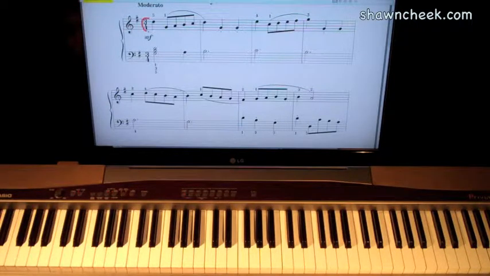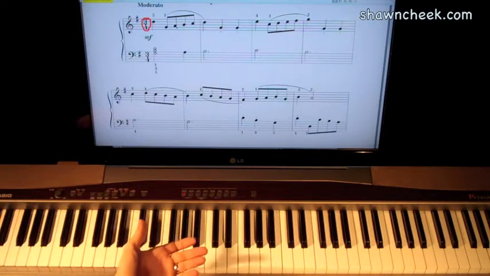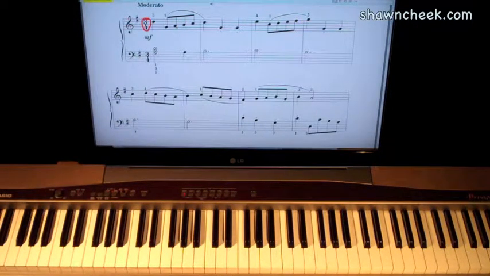We have 3/4 in the time signature, so that tells us three counts per measure. 1, 2, 3, 1, 2, 3. We're going to be counting to 3. The bottom number is a 4, which tells us the quarter note gets the beat.